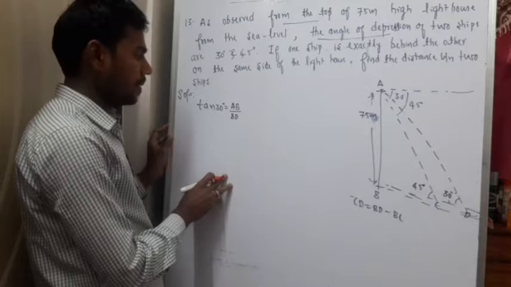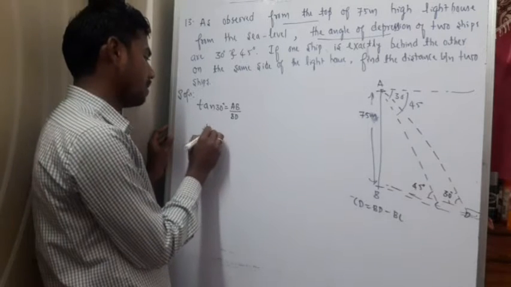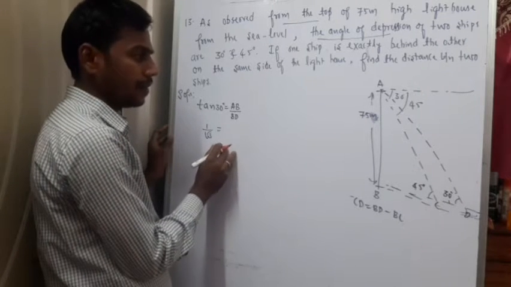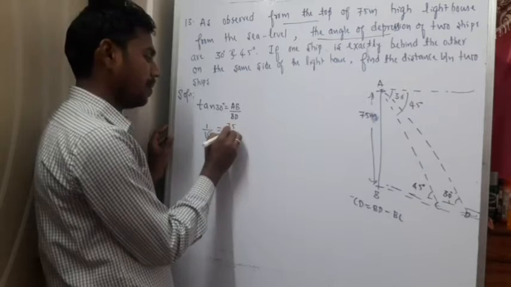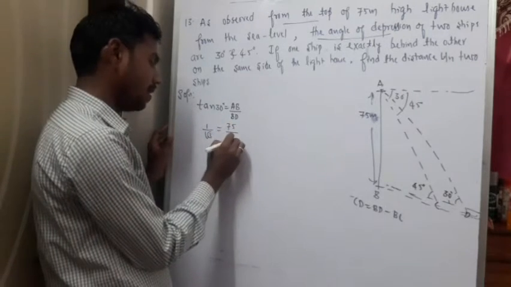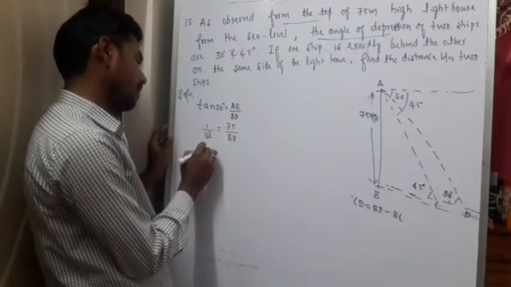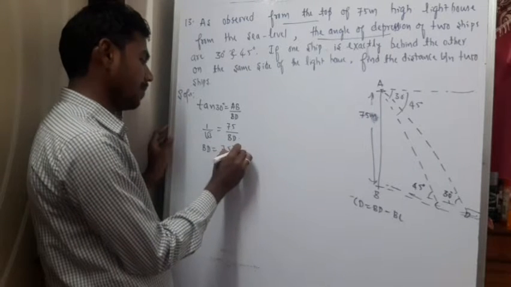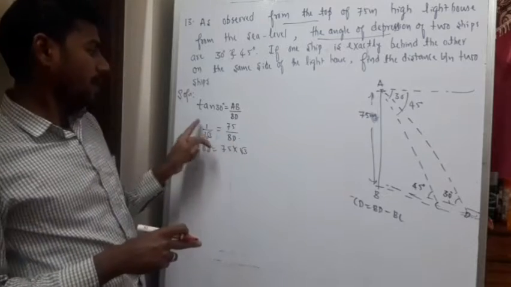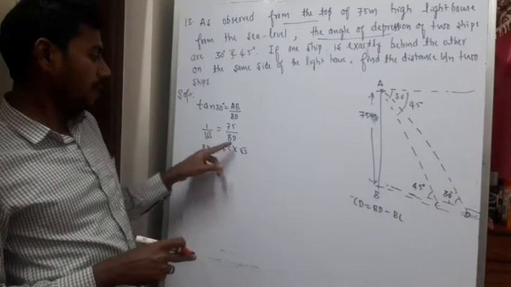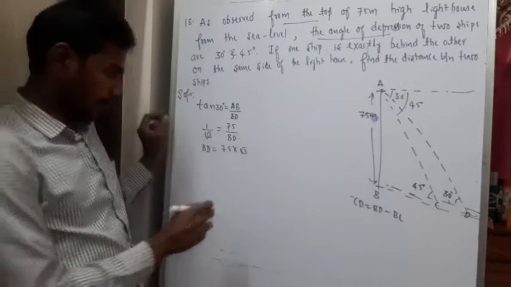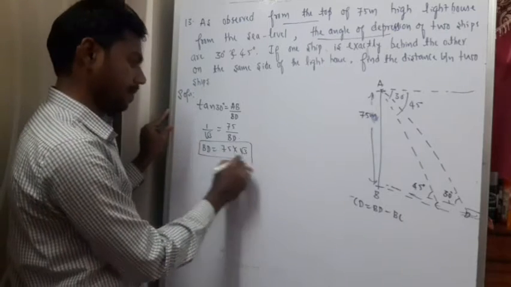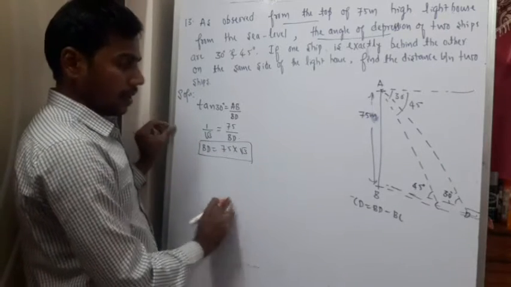AB divided by BD, 1 by root 3 is equal to, what is AB? AB is 75, and BD we need to calculate. BD into 1 is nothing but BD, so BD is equal to 75 into root 3. This is 1.